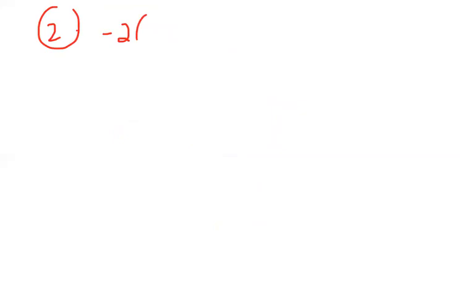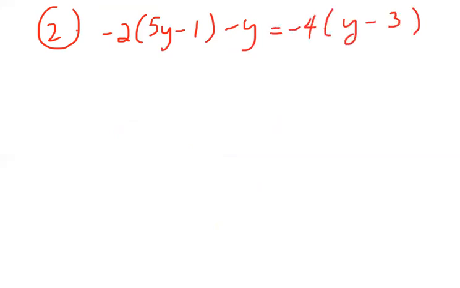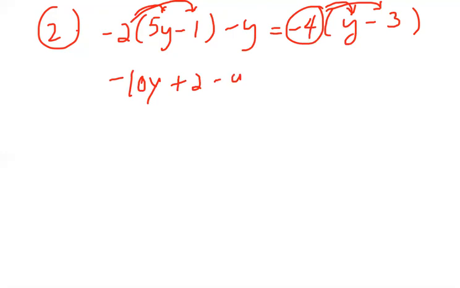Negative 2 times the quantity 5y minus 1 minus y is equal to negative 4 times the quantity y minus 3. So now, guys, I am going to solve this equation by first simplifying out the parentheses. Get rid of the parentheses. Distribute the negative 2. Distribute the negative 4 right here. When we distribute, we end up with negative 10y plus 2 minus y equals negative 4y plus 12.